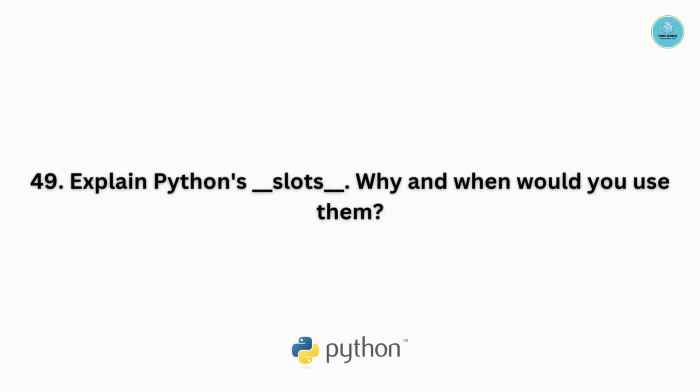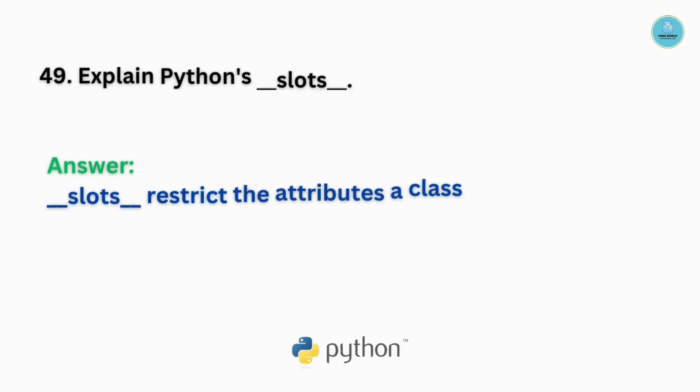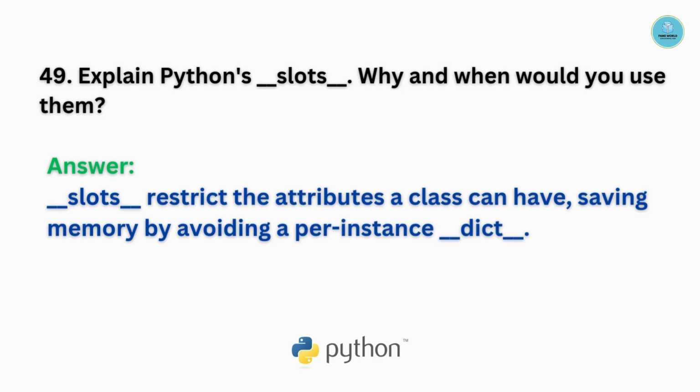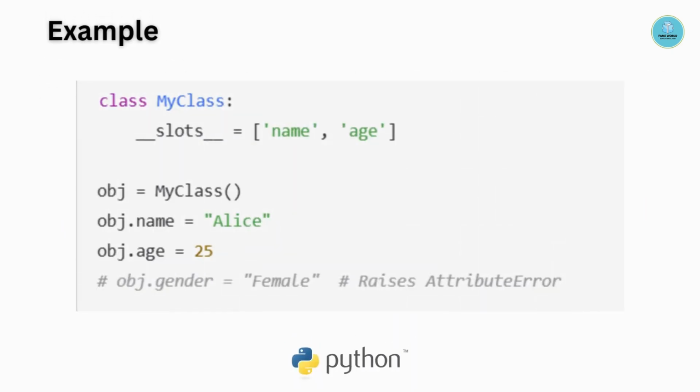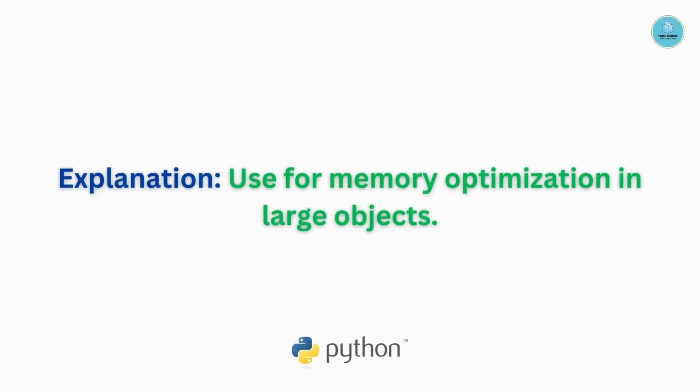Question number 49. Slots. Why and when would you use them? Slots restrict the attributes a class can have, saving memory by avoiding a per-instance dict. Example is as follows. Use for memory optimization in large objects.